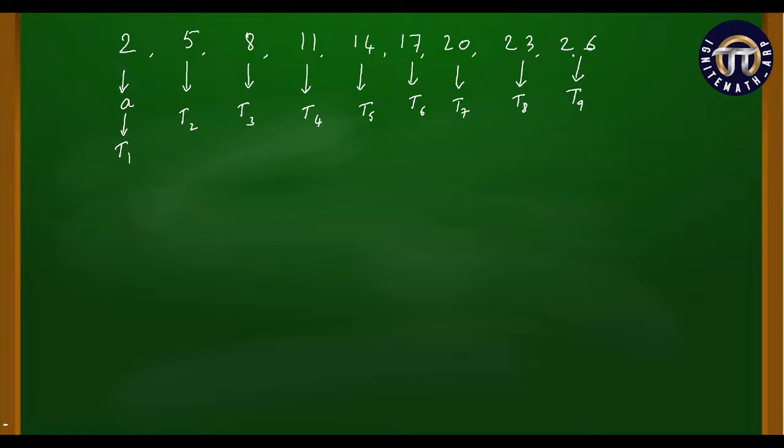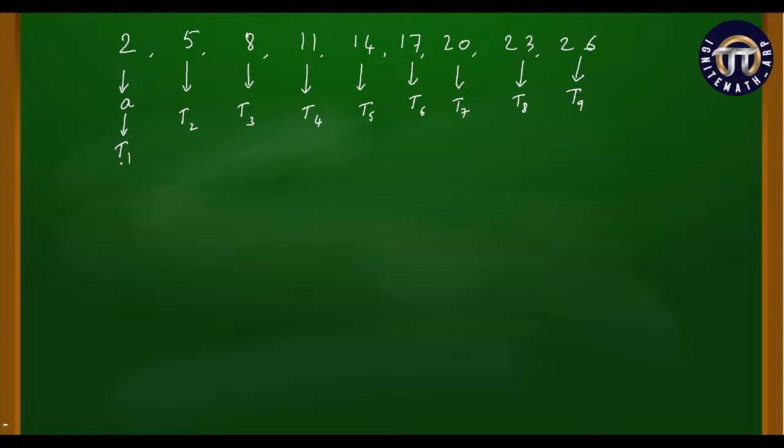Suppose if I ask, how can I find out the 50th term of this AP? How can I find out the 100th term of this AP? I cannot keep on writing the different terms of this AP, right? I need to have some formula, some logic to find out the required term of a given AP. So I'm going to derive a formula for the same.